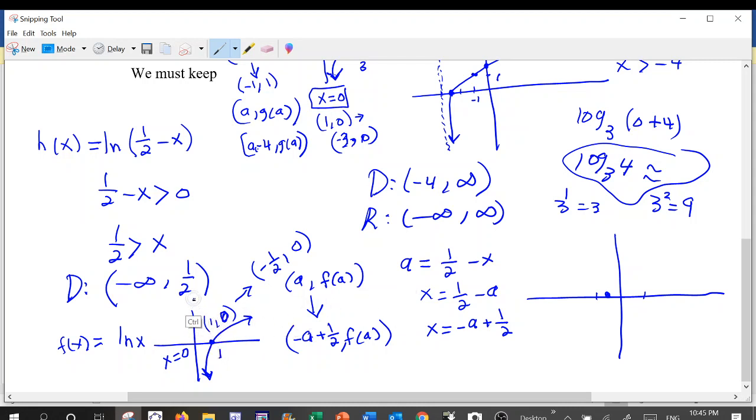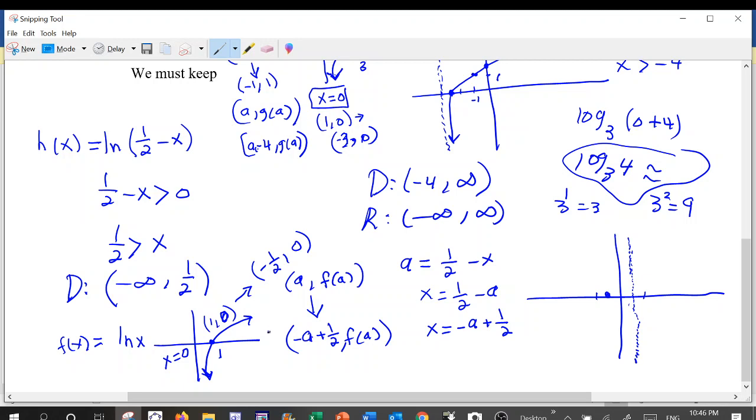And then our vertical asymptote is going to go again to what? 1/2. So the vertical asymptote is going to go, okay, there you go. So that's the vertical asymptote.